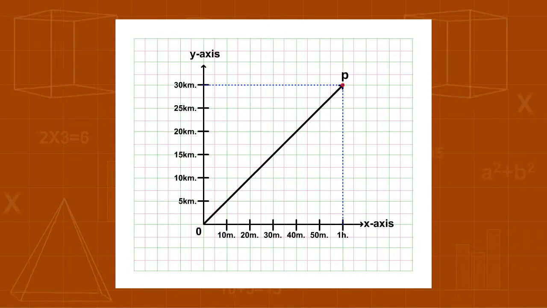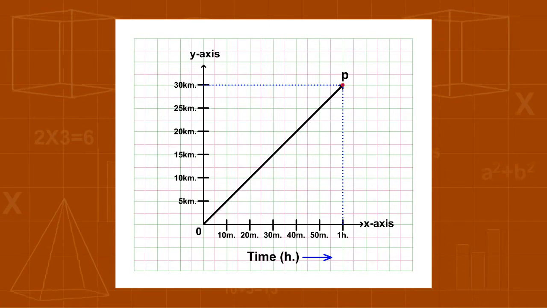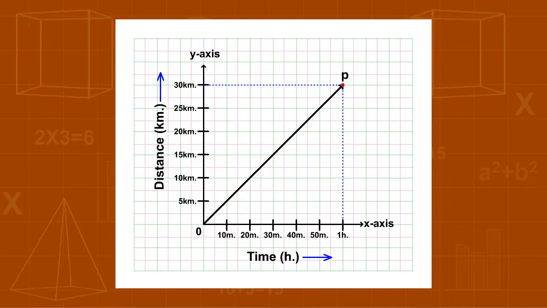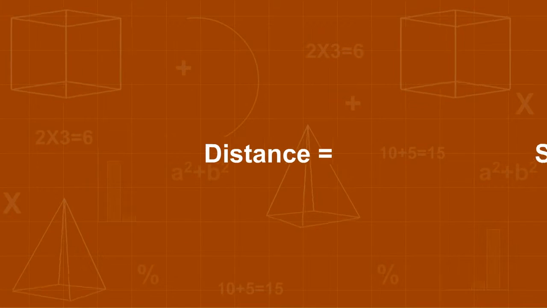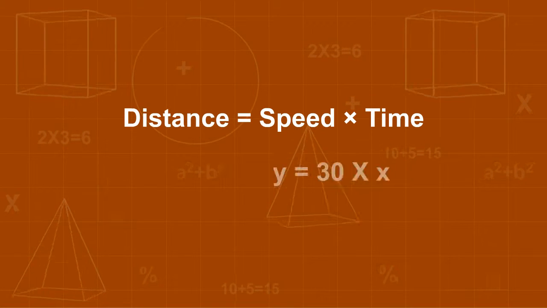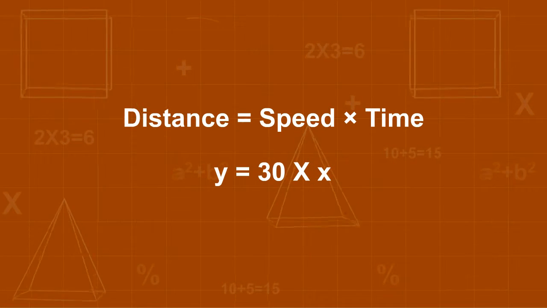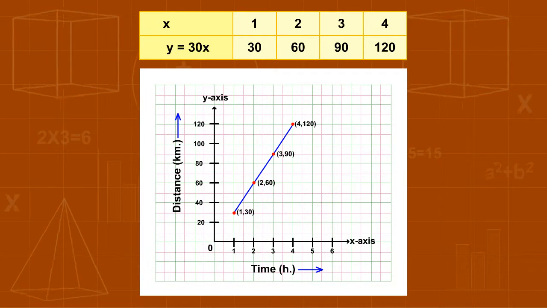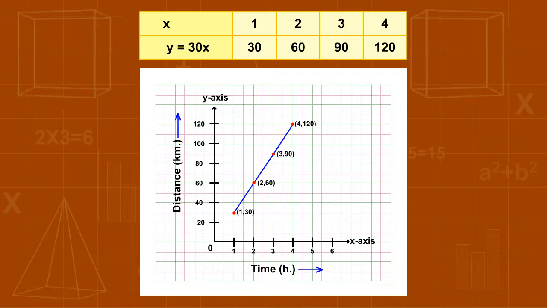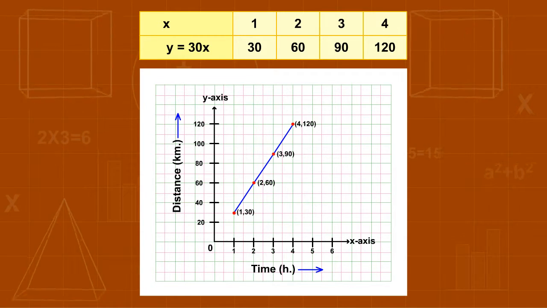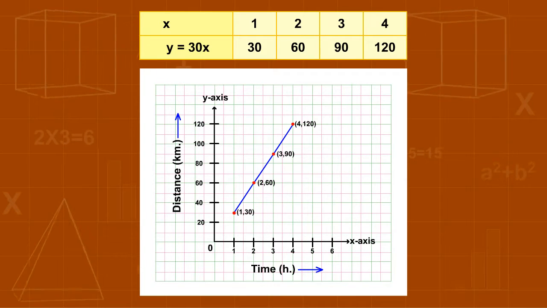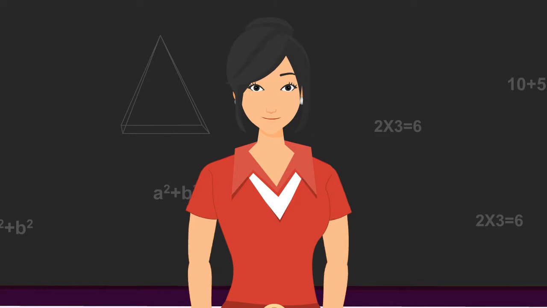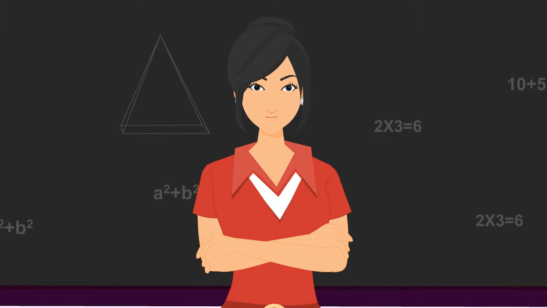Let the distance traveled by the car in x hours be y kilometers. Since distance is equal to speed into time, y = 30 × x = 30x. The table shown here represents the relation between x and y, on the basis of which we will draw the distance-time graph. So children, in this way we can draw different graphs for different types of data.